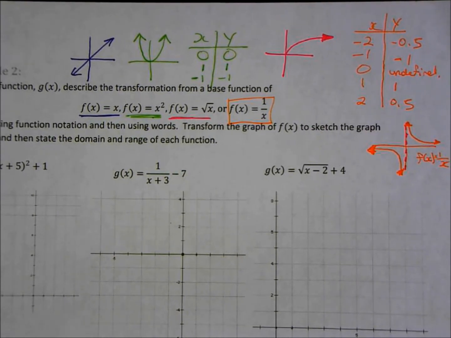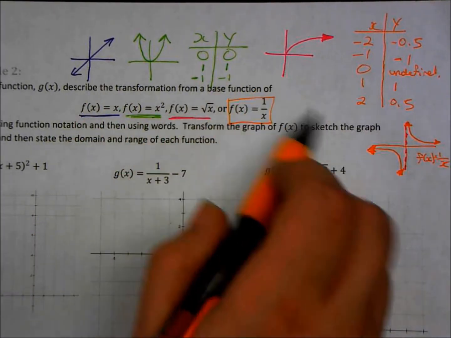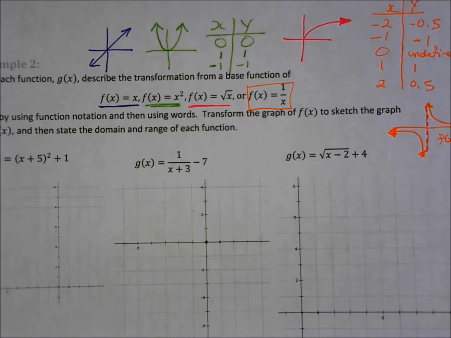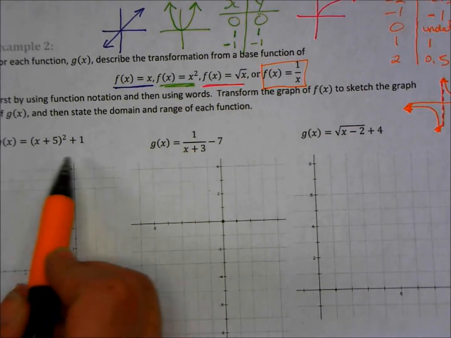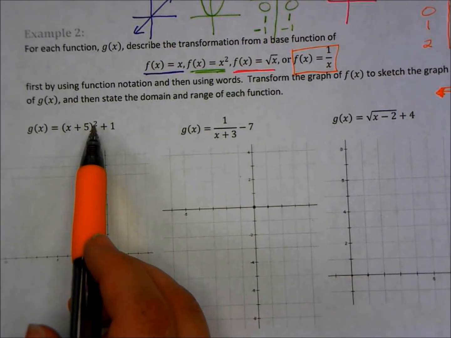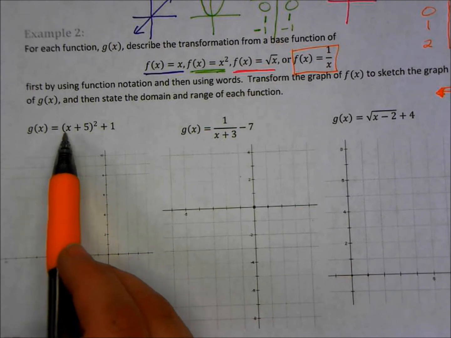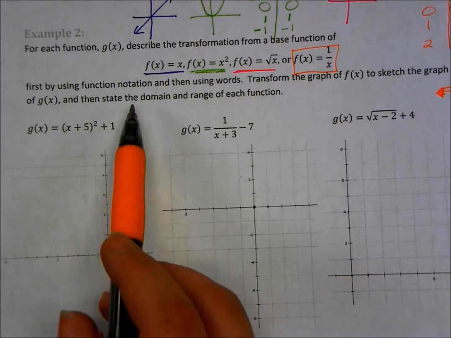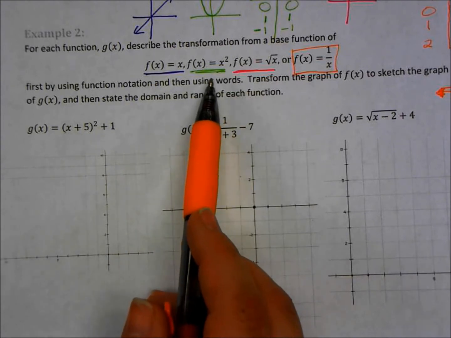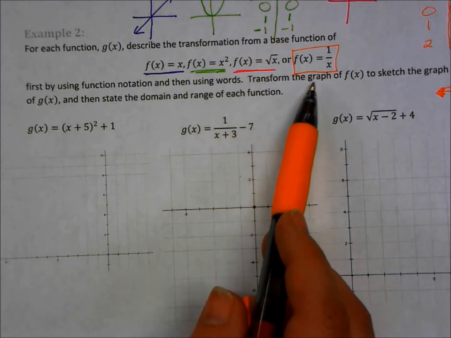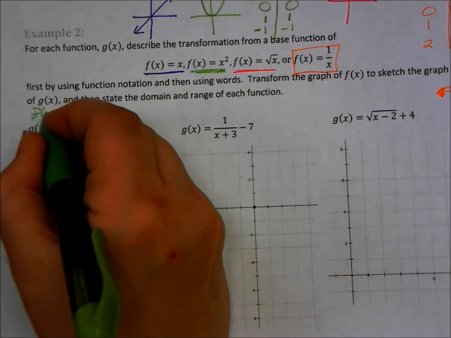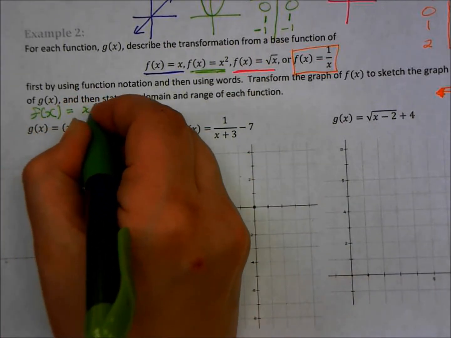So these are our 4 base functions. 1, 2, 3, and 4. Let's take a look. If we're looking at g of x, I see that I have a squared. I have something x squared. That tells me it's not this purple one. Could be the green one, not the pink one, not the orange one. We must be talking about the base function f of x equals x squared.